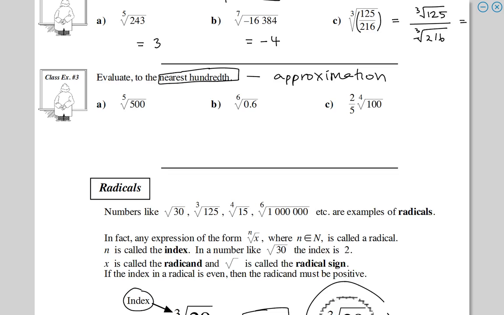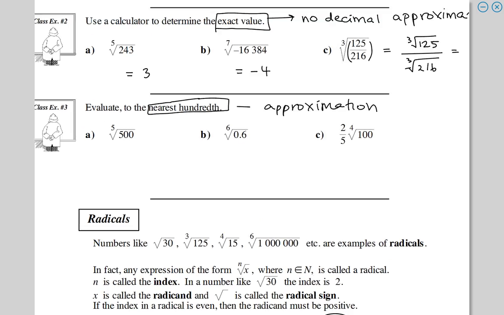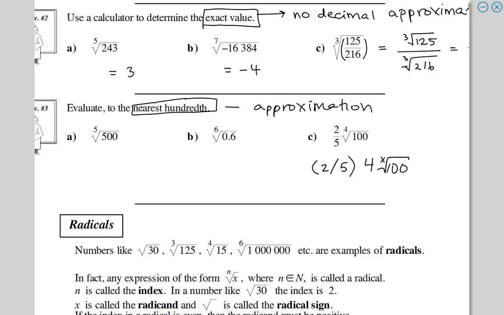For these class example 3s, in the calculator, I would go bracket 2, fraction, or like division, 5, bracket, then I would hit 4, that little x thing, and then 100. Okay, you can do all that in one step. A and B are pretty self-explanatory. The other option for C is if you just do the fourth root of 100 and then multiply by 2, divide by 5. That's the other option for C.